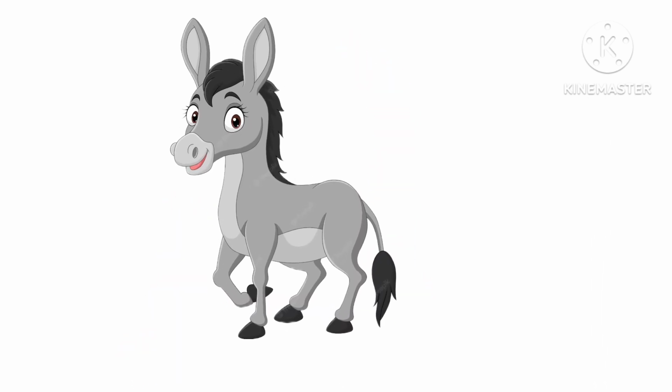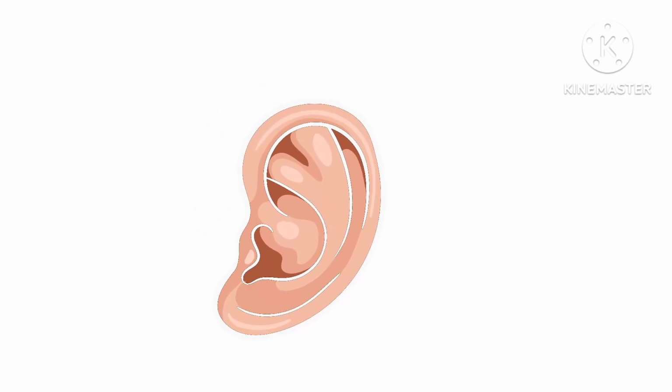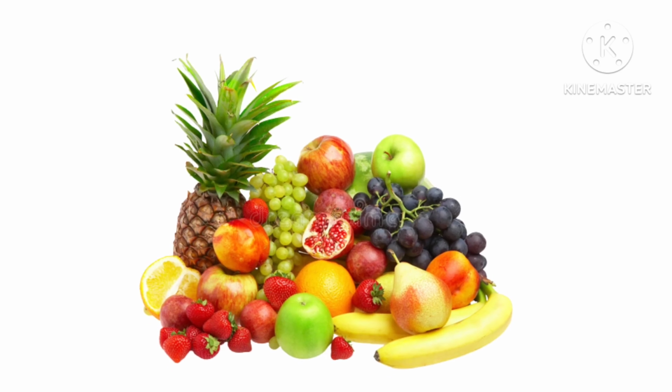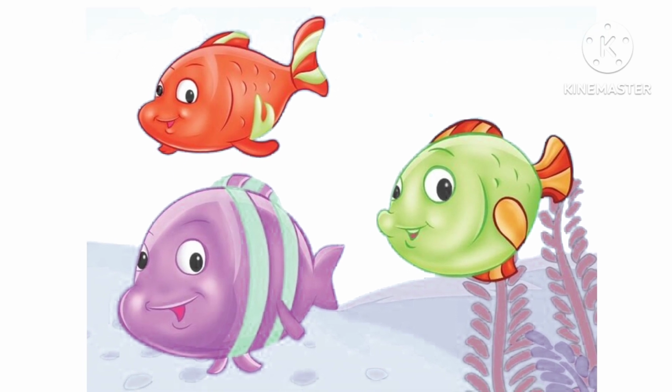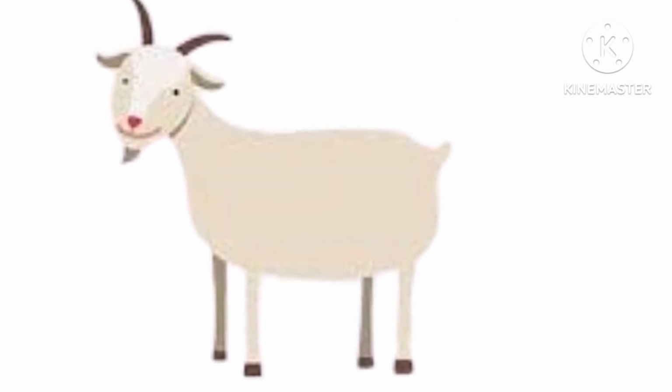D for donkey. E for ear. E for elephant. F for fruit. F for fish. G for grapes. G for goat.